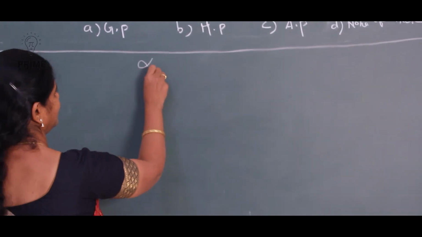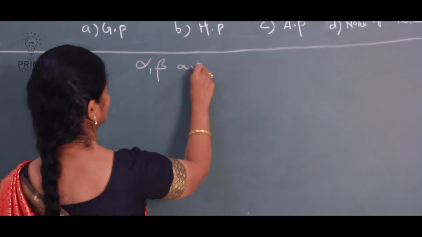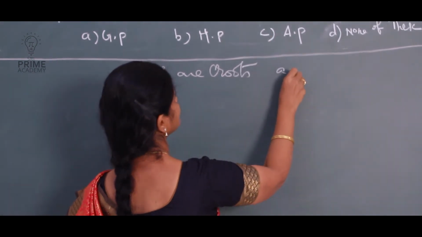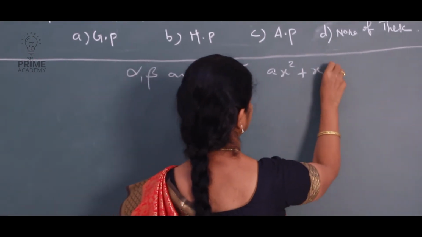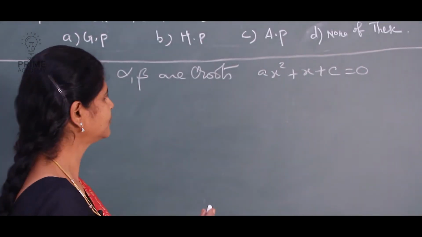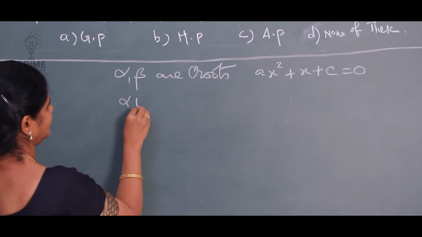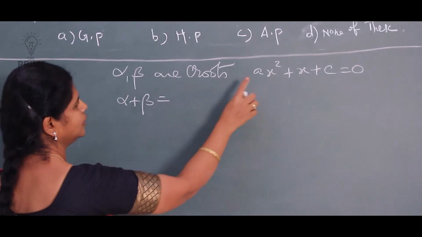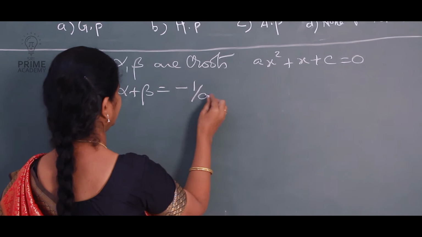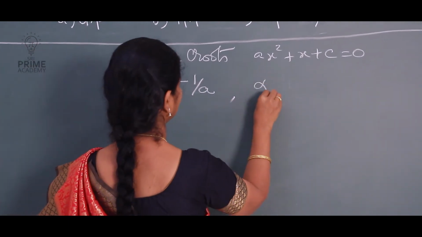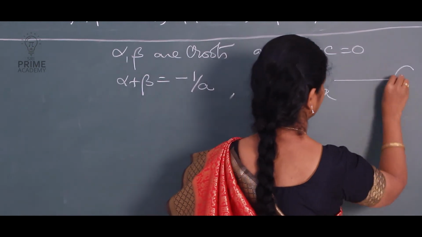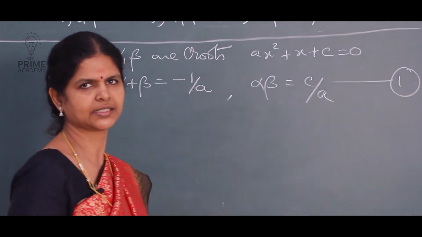So let alpha, beta be the roots of the equation ax square plus x plus c equal to 0. Now let us write the sum of the roots of the equation. So alpha plus beta equal to minus b by a, so minus 1 by a. Next, the product of the roots is alpha beta equal to c by a. So take this as equation number 1. This is the first condition.